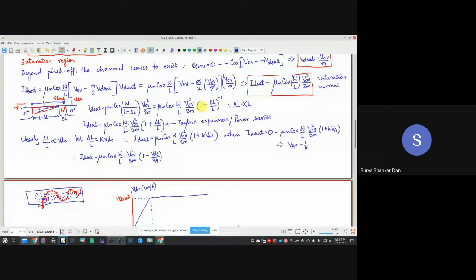Okay, so to the power minus 1, again Taylor's expansion, power series expansion. This minus 1 comes in the front, plus delta L by L, since in the pinch off region delta L is much smaller than capital L. Again, another thing, remember that I have shown it as a triangle over here. That means again it is a gradual channel approximation. Now remember, this delta L by L is proportional to V_DS. So from there you will essentially get the idea about the early voltage. And the remaining part is something very simple.